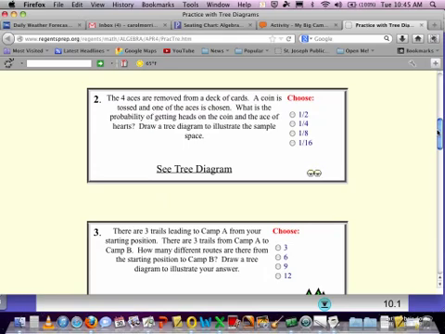The 4 aces are removed from a deck of cards. A coin is tossed. One of the aces is chosen. What's the probability of getting heads on a coin and an ace of hearts?